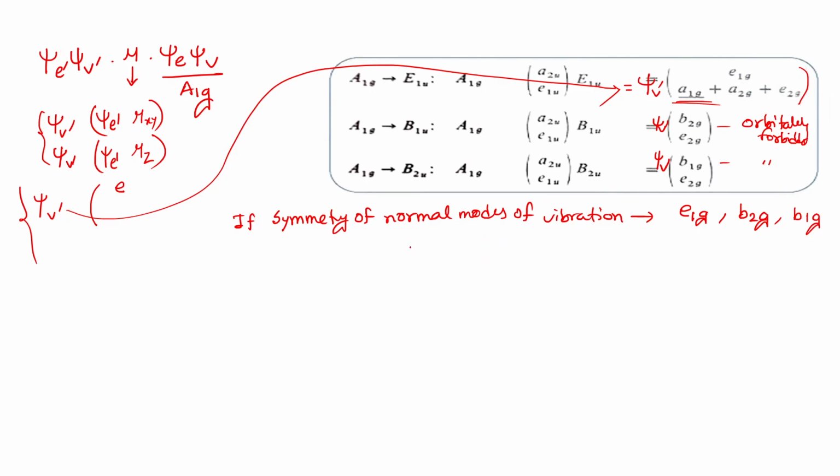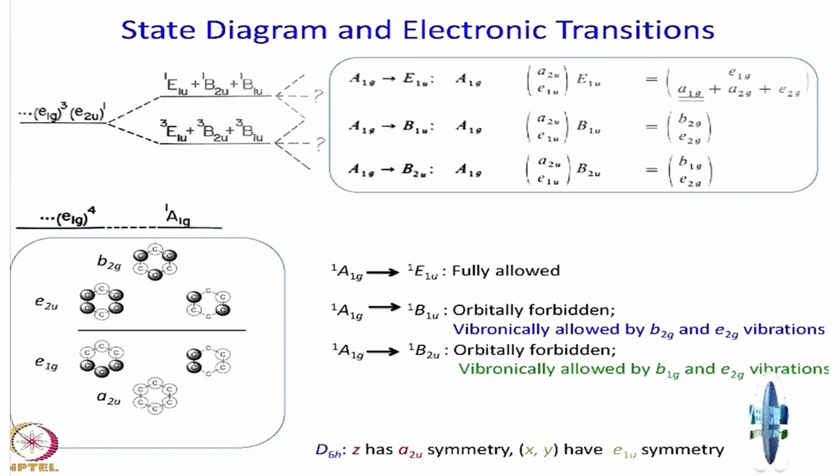Okay, and let me change the slide so you will get the idea that these are orbitally forbidden but vibronically allowed by B2G and E2G, and B1G and E2G can transform them into this. Okay.